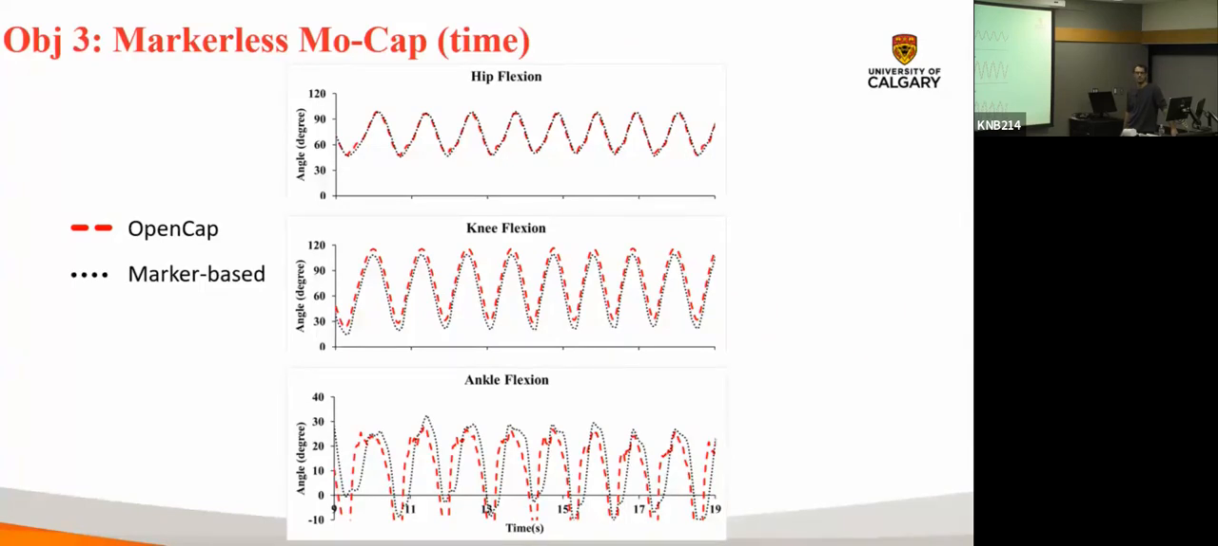I don't know if that's what's happening. It could be that the algorithm has more trouble with the ankle. Maybe the bike gets in the way or something. That doesn't really make too much sense to me.